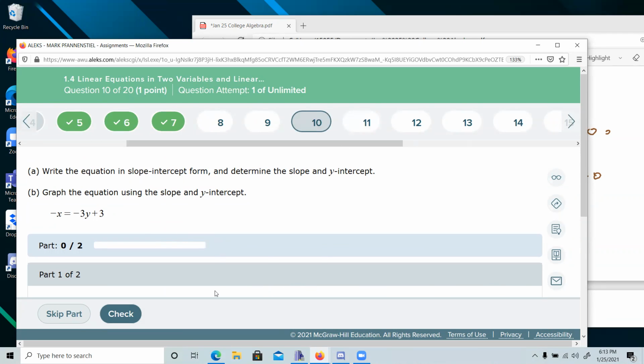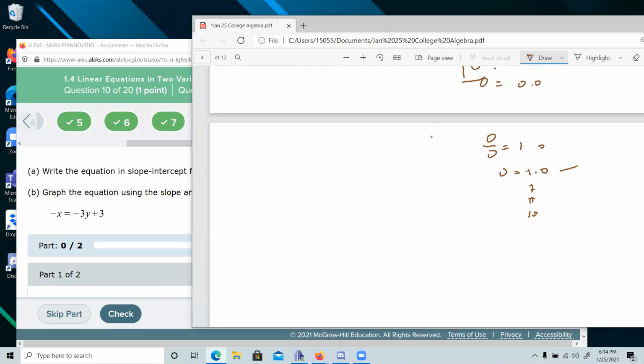All right. So what we want to do here is write the equation in slope-intercept form, and then determine the slope and the y-intercept. Slope-intercept form is the way that everybody wants their lines written. And to be honest, you have so much practice doing it this way that it makes it the easiest way to think about it. So you always want y is equal to mx plus b. Your m is your slope, and your b is your y-intercept.